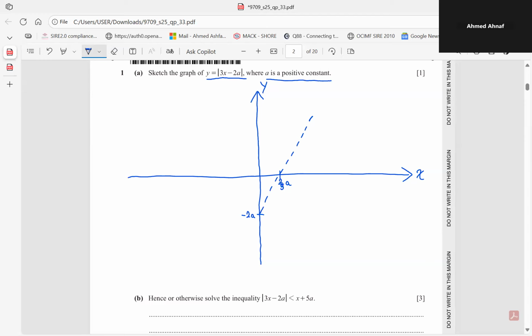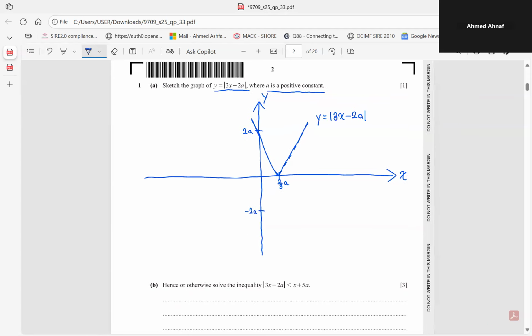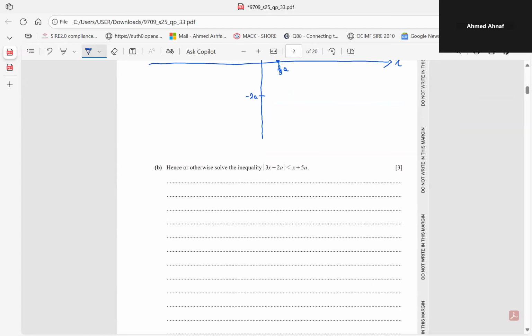Since they're asking for the modulus function, we're supposed to reflect the part that's below the x-axis into above the x-axis. So instead of minus 2a, the new y-intercept would be positive 2a. So it's going to connect here and here, as well as here. Let me complete it for symmetry. Let me erase the dotted one now. So this is our final answer. Don't forget to label it. Let's head on to the next part.